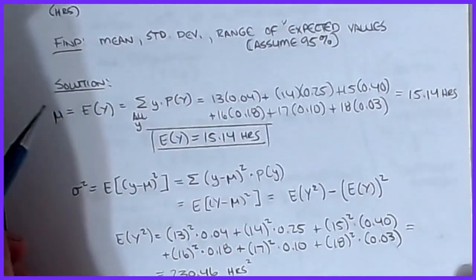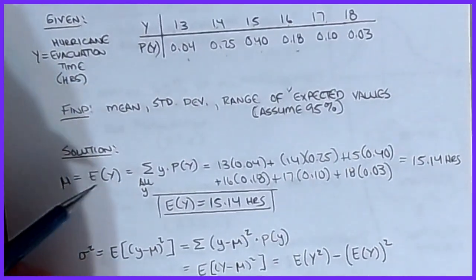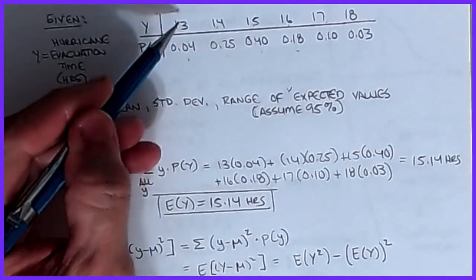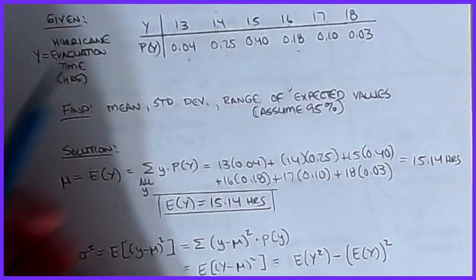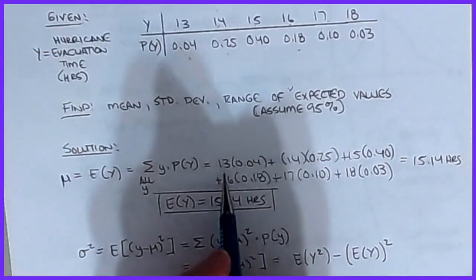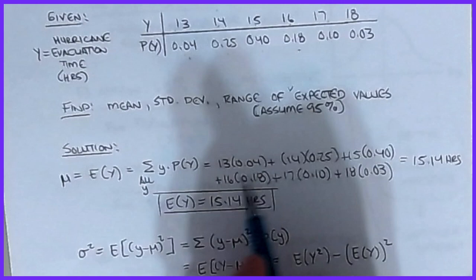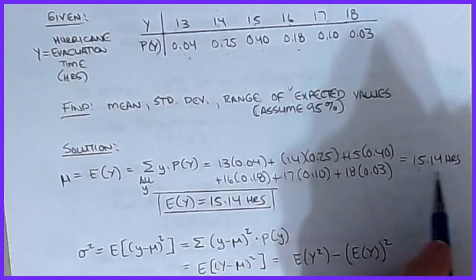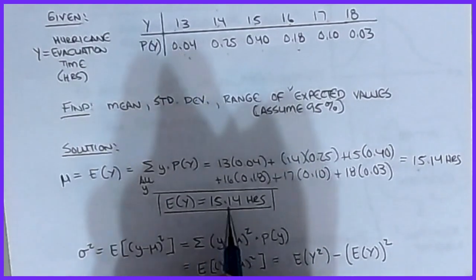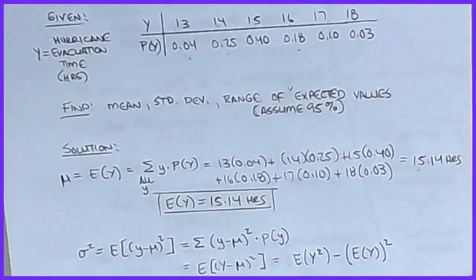So very easily, again, all we're doing for this is that the expected value of y is just the y variable times the probability plus the y variable times the probability. And you do that for all values of y. When I do that, that's 13 times 0.04 and 14 times 0.25 and 15 times 0.4, and you can read the rest of this. If I do the math on this, it becomes 15.14 hours. So the expected value of y is 15.14 hours. That's where the expected number is, the weighted average of this particular distribution.